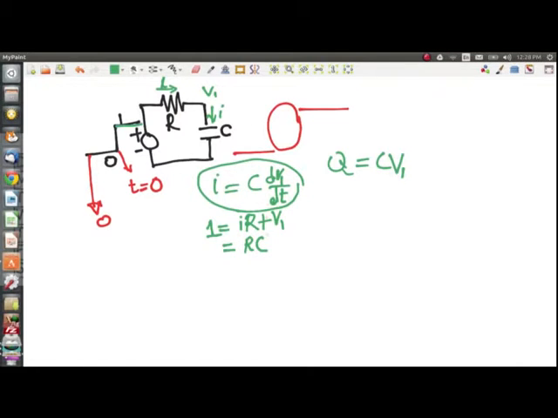So we have RC into dV1 by dt plus V1. And we know that this is supposed to be 1 after time t equal to 0. So V1 is 0 before that, so that's not relevant. So if you are familiar with ordinary differential equations, then you know the solution for this.